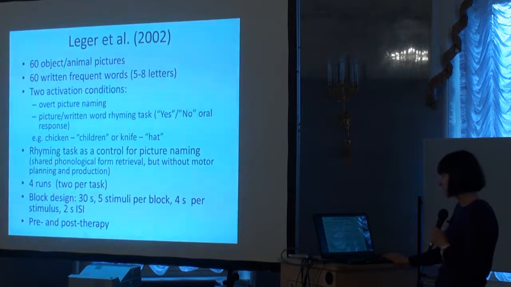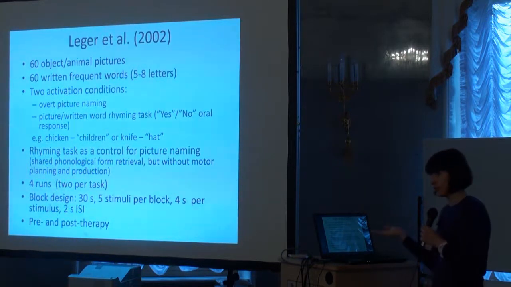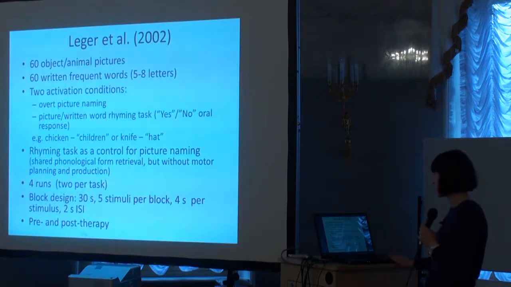Because the rhyming task and the object naming task share, for example, phonological form retrieval, and this is what the authors wanted to subtract. But the rhyming task requires form retrieval without message planning and production of the word. Although yes and no were produced too, so some part of the motor reaction was also subtracted.